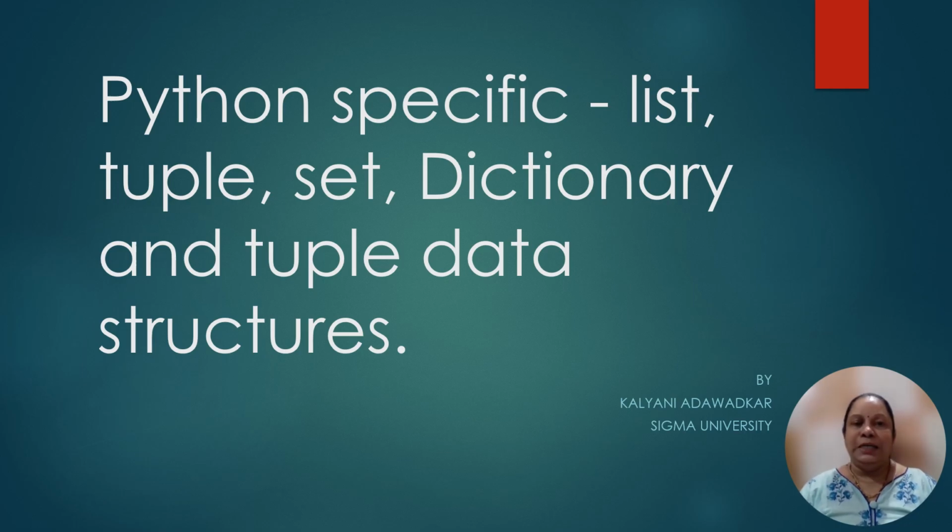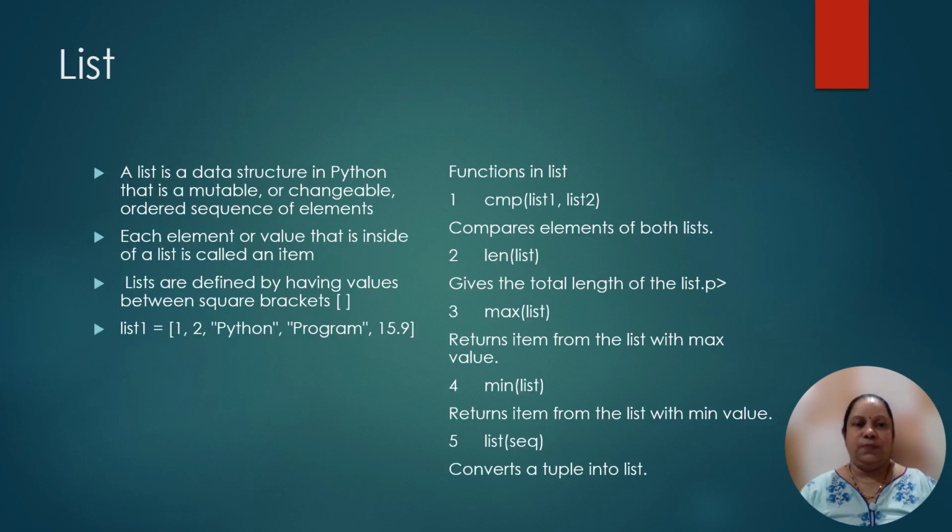Which are they? List, tuple, set, and dictionary, right? Now, these data structures we have already seen in the previous semester's advanced Python programming course. We will just brush up these data structures one by one. So first of all, we will see a list, right?